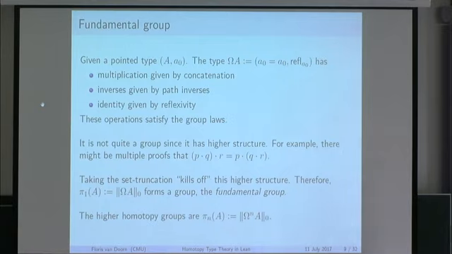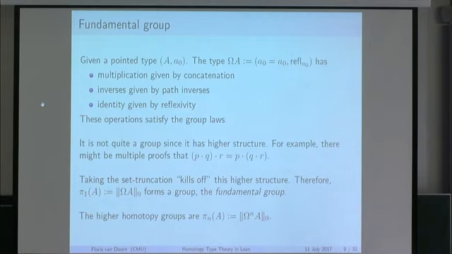And in this loop space, we have operations which correspond to the group operations. Namely, we have multiplication, which is given by concatenation. We have inverses, which are given by path inverses, and the identity is given by reflexivity. And these satisfy the group laws. However, as Martin also mentioned, we want groups to be sets, and this is not in general a set, so this can have higher structure.